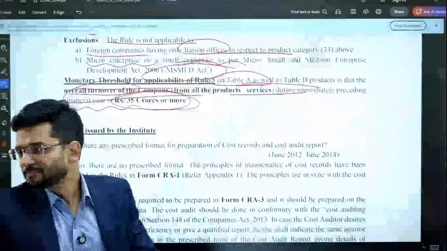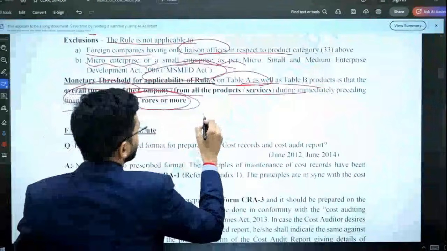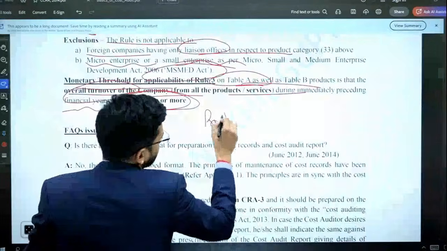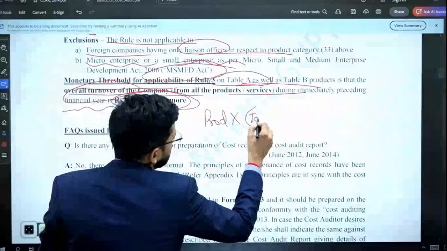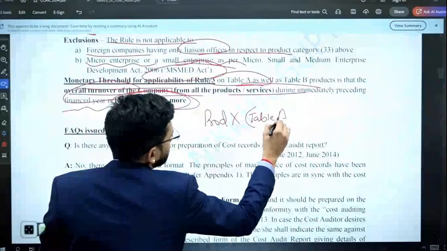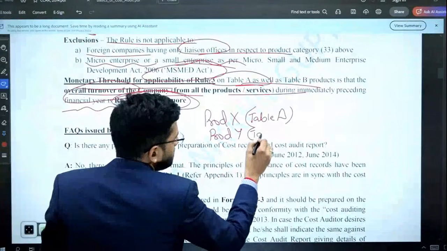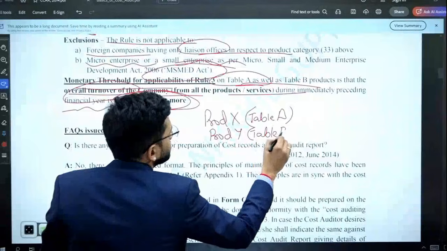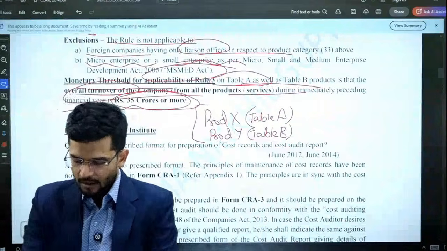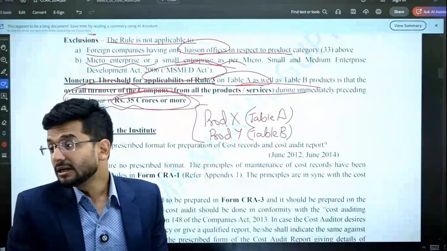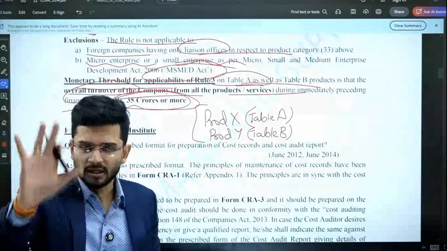Now one question to you, one very tricky question to you. A company produces two products, product X, which is table A, product Y, which is table B. Company is producing two products, product X, which is table A, product Y, which is table B, and the company might also be producing some other kind of products which are not covered under table A or B.